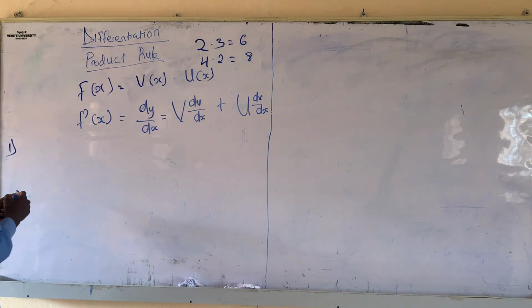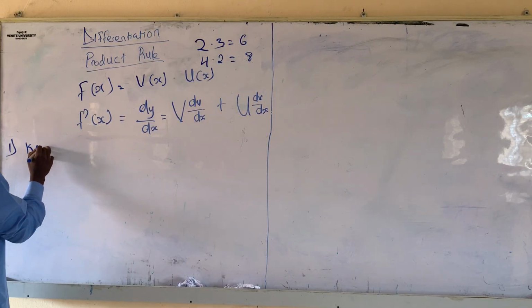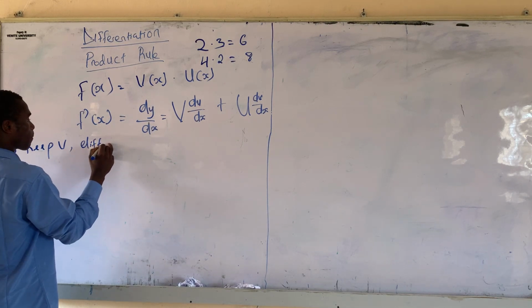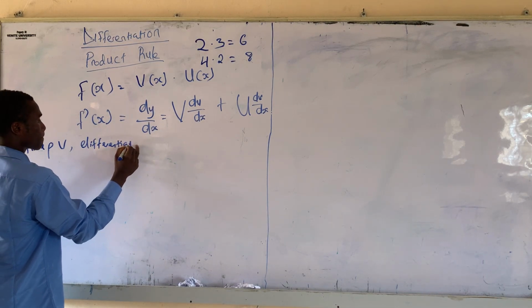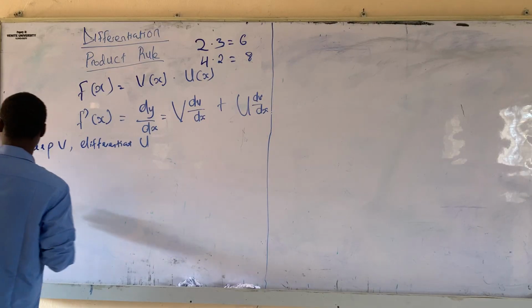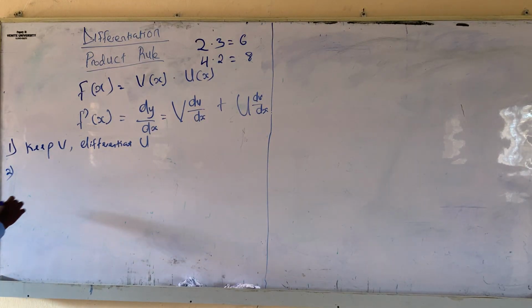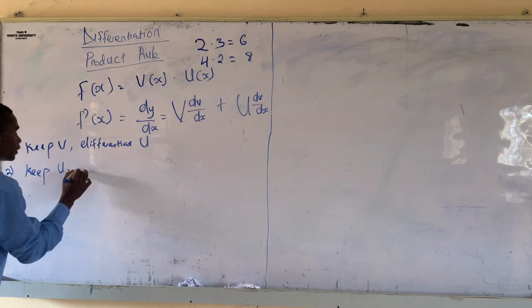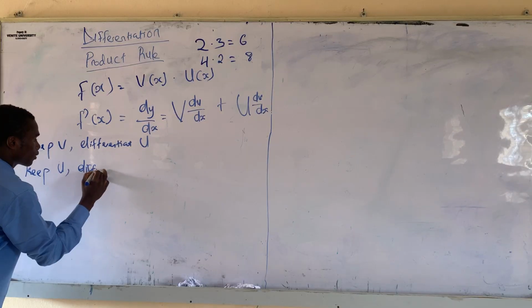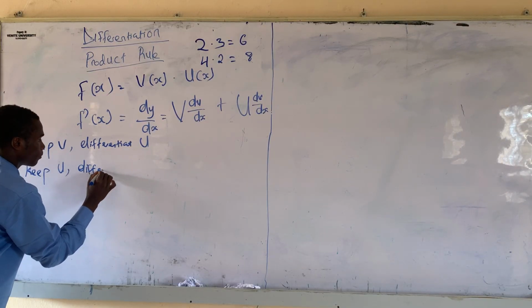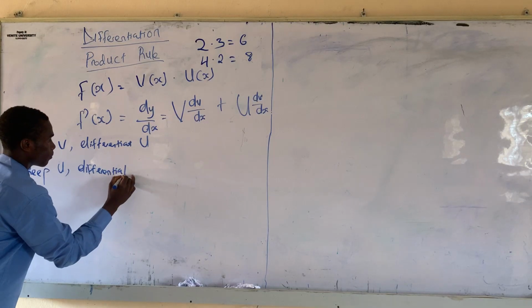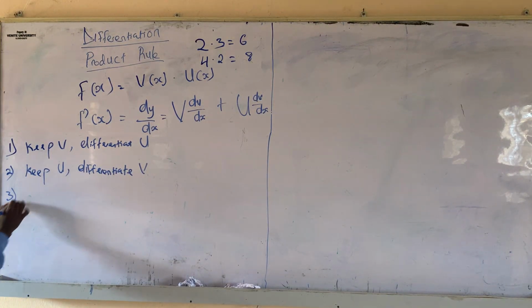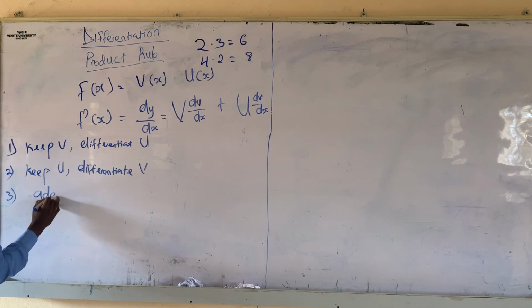Number 1, keep v, then differentiate u. 2, keep u, then differentiate v. 3, then add together.